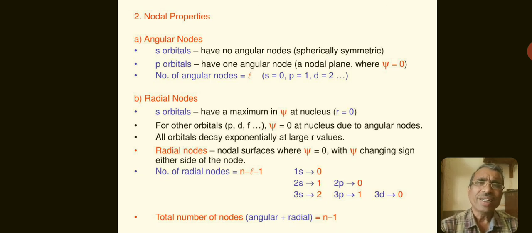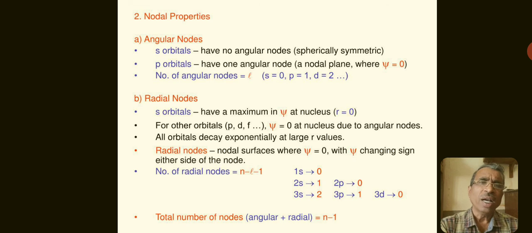Now we have already discussed the nodal properties like angular nodes and radial nodes. The s orbital has no angular nodes, therefore it is spherically symmetrical. The p orbital has one angular node, therefore psi is equal to 0 there. The 2p has no radial nodes, 3p has one radial node, and so on. The number of angular nodes for s is 0, p is 1, d is 2.